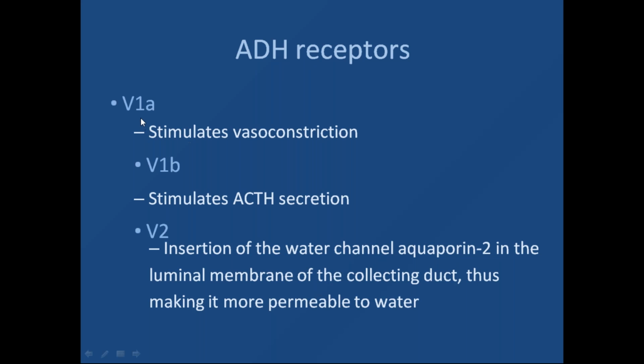And where are they present? So there are two types, V1 and V2. Okay, and V1 is again divided into V1A and V1B. So there are three types of ADH receptors. V1A stimulates vasoconstriction. V1B stimulates ACTH secretion. That is, ACTH is adrenocorticotropic hormone.